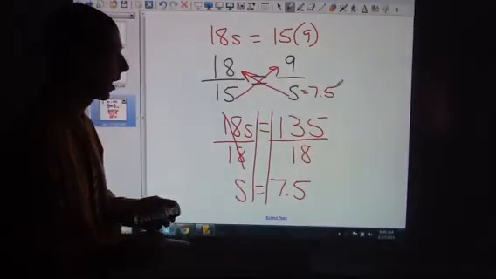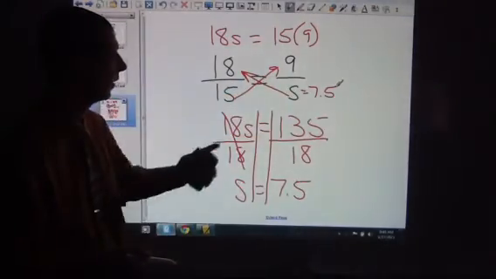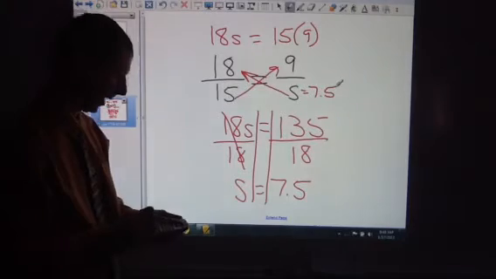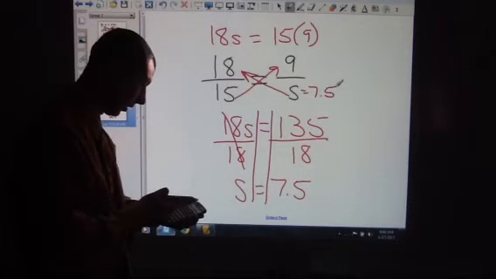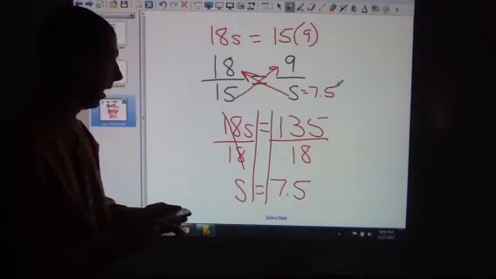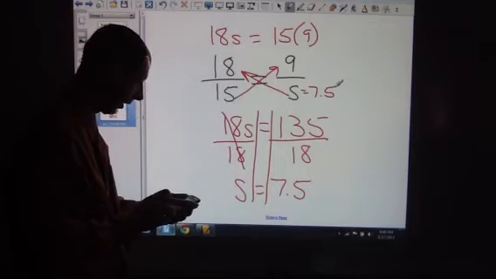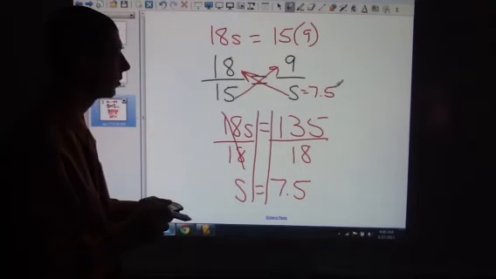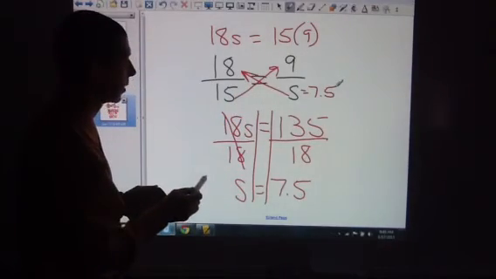Now, let's check our work. We know 15 times 9 already was 135. So 7.5 times 18 should come out to 135 as well. 7.5 times 13, and it does not equal that. Let me try it again here. 7.5 times 13, that equals 97.5. So there's a mistake here. Obviously something is multiplied wrong.